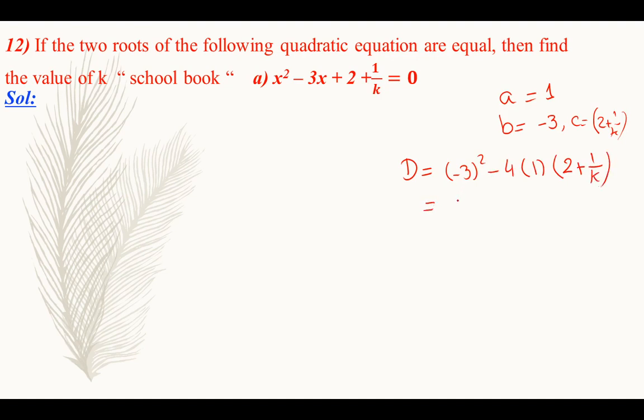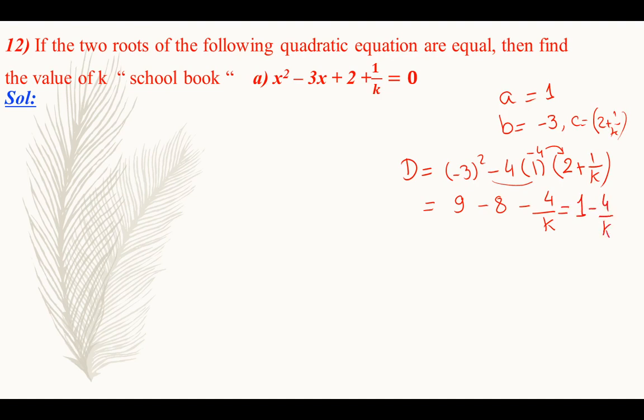Okay, negative 3 to the power of 2 equals 9. Negative 4 times 1 equals negative 4. Negative 4 multiplied by 2 equals negative 8. Negative 4 multiplied by 1 over k equals negative 4 over k. So now you will find that the discriminant equals 9 minus 8, which is 1, minus 4 over k.